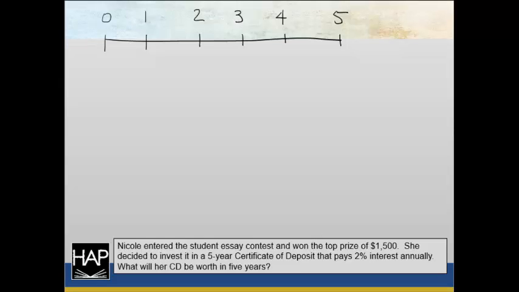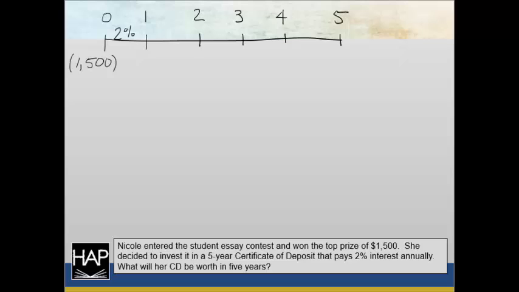To solve this problem manually, I'm going to begin by putting the information that I know on a timeline. I've drawn a 5-year timeline here to represent the 5-year CD that I want to invest my money in. I know that my investment would earn 2% interest annually, and I also know that I have a present value of $1,500. I'm going to put my current value in brackets to show that it would be a cash outflow out of my pocket and into the investment.